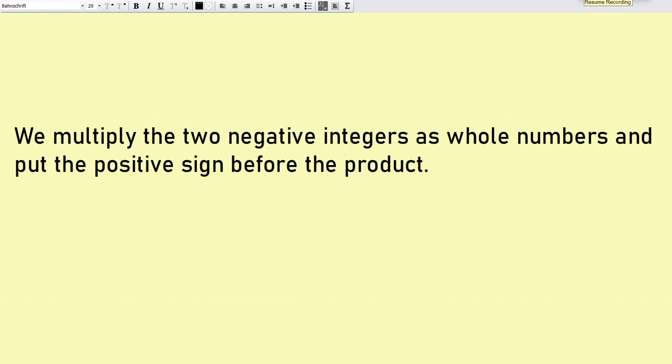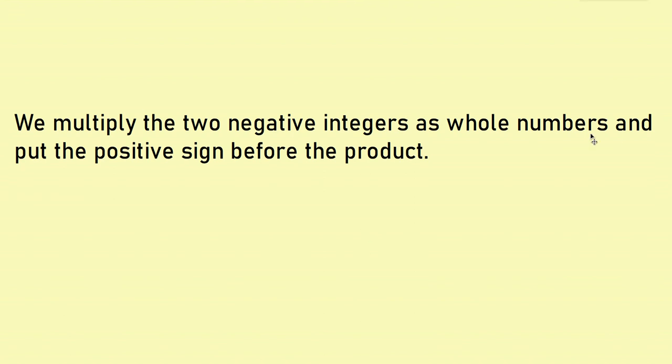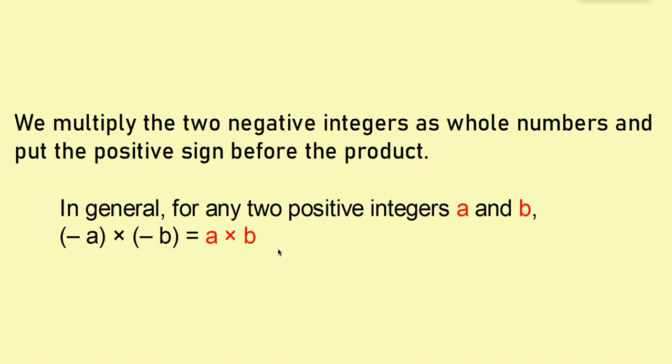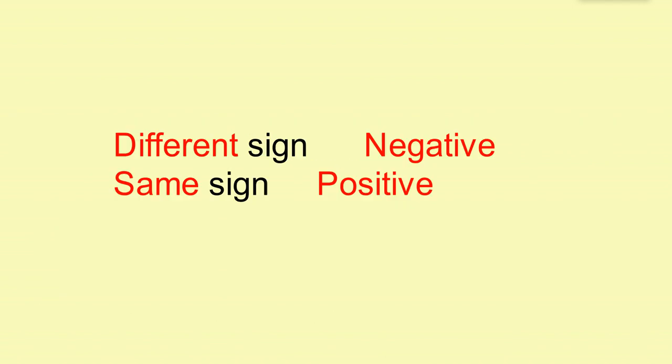Or we can write, we multiply the two negative integers as whole numbers and put the positive sign before the product. In general, we can write, for any two positive integers a and b, negative a into negative b is equal to a into b. That means you simply multiply the numbers.